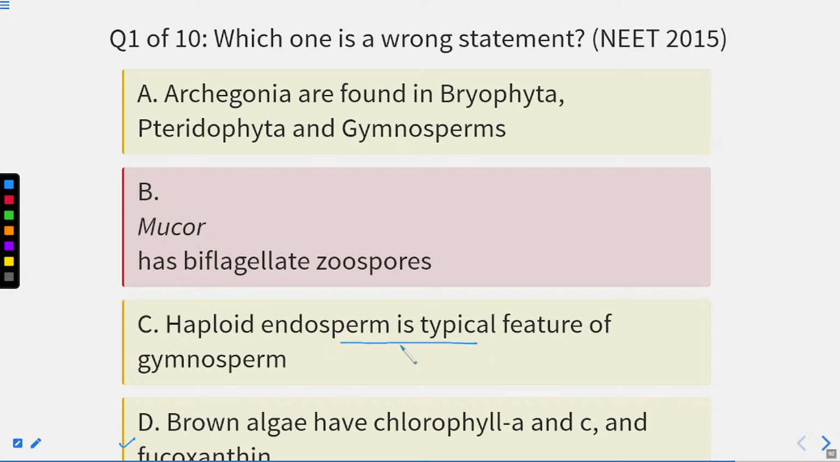Haploid endosperm is a typical feature of the gymnosperm, right? This is also one of the important characteristics that we are going to study when we study the gymnosperm, but this is the true statement. Archegonia are found in the Bryophyta, Pteridophyta and Gymnosperm. So again, this is the true statement. Just now we have discussed this. And Mucor does not have any biflagellated zoospores. Instead, they just give rise to spores. They do not have any flagella. So this is the incorrect statement.